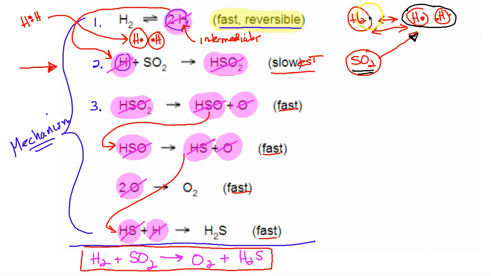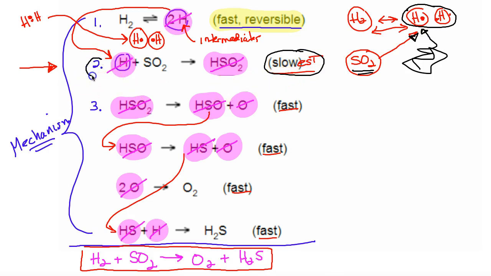What I mean by that is this breaks apart into two. These are so reactive, they're going to react back together to reform that. So the SO2 has to collide with this H probably as it's being made, before it reacts with the other H. And if you think about that, that event is not going to be a fast event. We have to wait for the chance event for SO2 to bang around and just hit one of these as it's being made. And that's what makes it the slowest step.